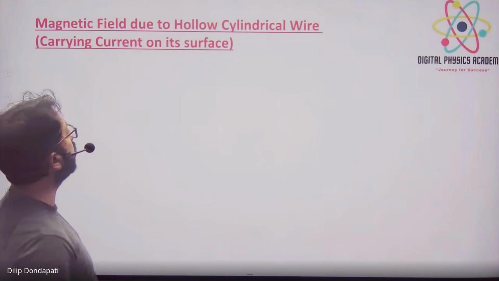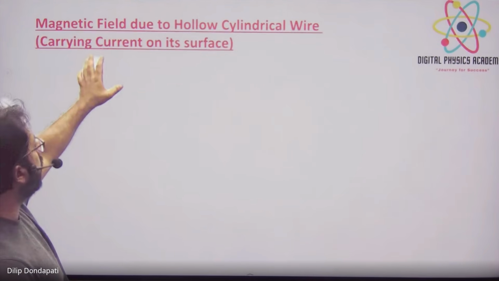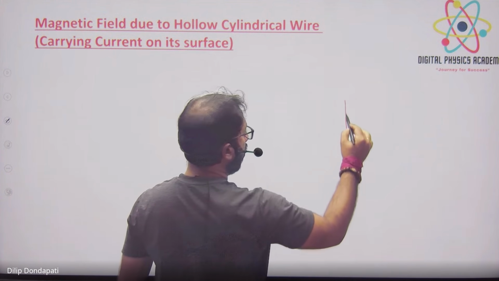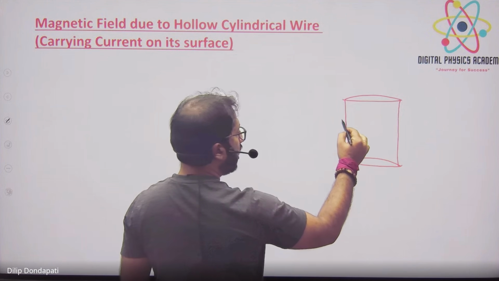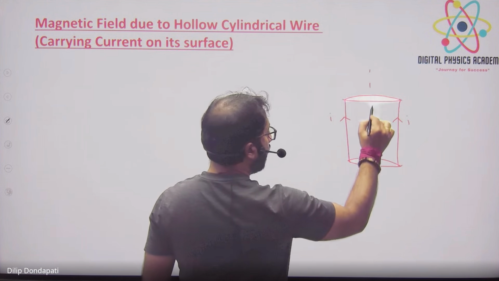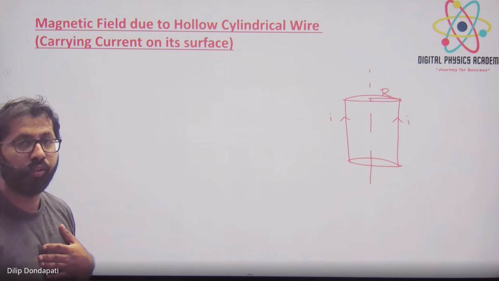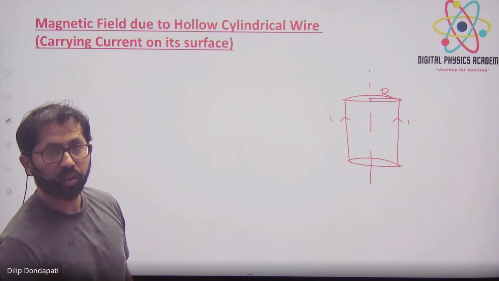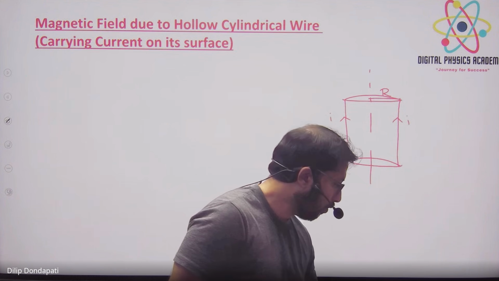Magnetic field due to hollow cylindrical wire. Hollow means inside there is no current. Only current will be flowing on the surface only. Right? Here a hollow cylindrical wire is there. See, whenever they say wire, it is a cylindrical wire only. Current is flowing on the surface only, and its radius is capital R. I want to find the magnetic field outside, on the surface, and inside by using Ampere circuital law and draw the graph. That is our aim.